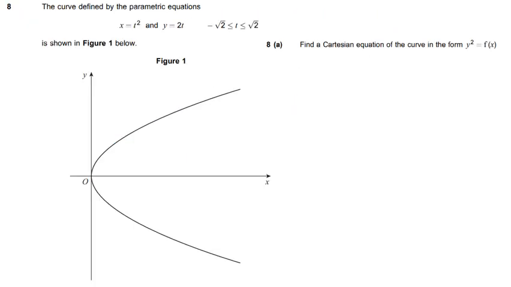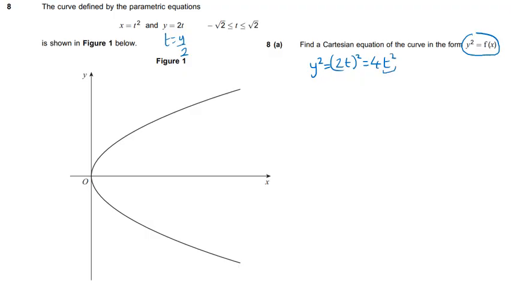Question 8 is about parametric equations. So first of all, find a Cartesian equation of the curve in the form y squared equals f of x. So the typical way people are usually taught is just to rearrange one of these equations for t and substitute into the other one. Okay, so you could do it like that. That's fairly straightforward. But even easier here is we want it in the form y squared equals f of x. So let's just take y and square it. So y squared will be equal to 2t squared, which is 4t squared.